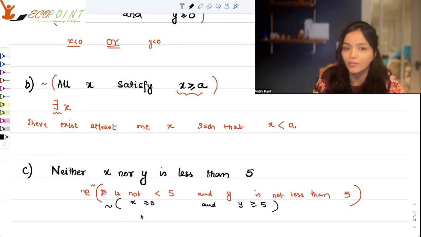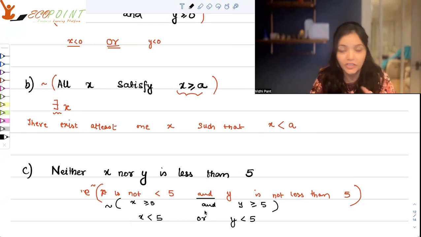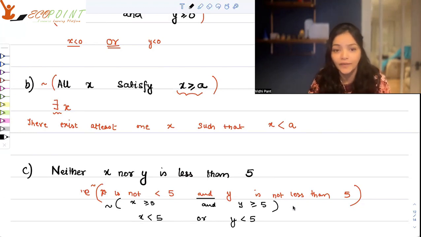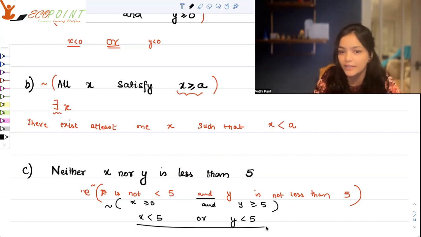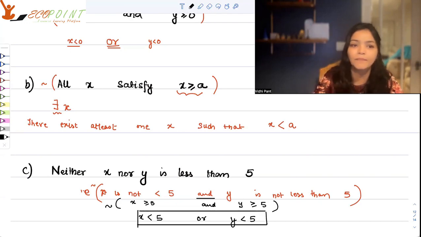So the negation of this will be either x is less than 5 or y is less than 5. And will turn into or, just like the first case that I told you. Because at the minimum, what do I require for this thing to be false? I require that x is less than 5, then this statement is false. Or y is less than 5, then the statement is false. Or both are less than 5, that is already a part of it. So this is the correct negation. Okay.